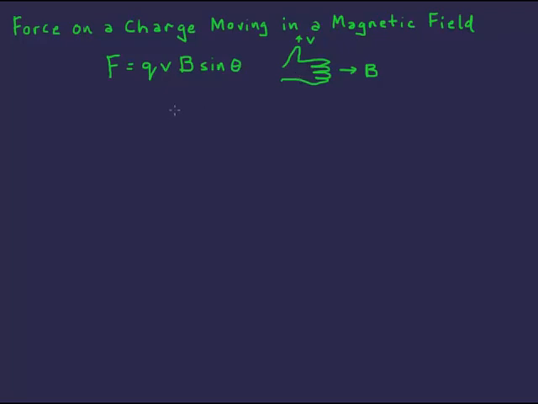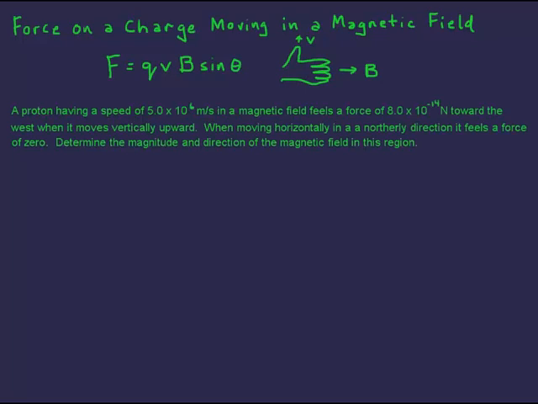Now I'm going to do a quick little example for you. A proton having a speed of 5 times 10 to the 6 meters per second in a magnetic field feels a force of 8 times 10 to the negative 14 newtons toward the west when it moves vertically upward. When moving horizontally in a northerly direction, it feels a force of 0. Determine the magnitude and direction of the magnetic field in this region.